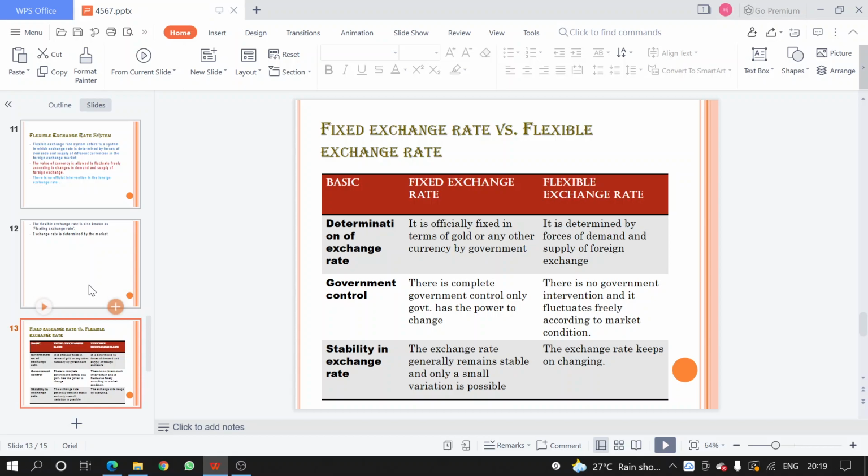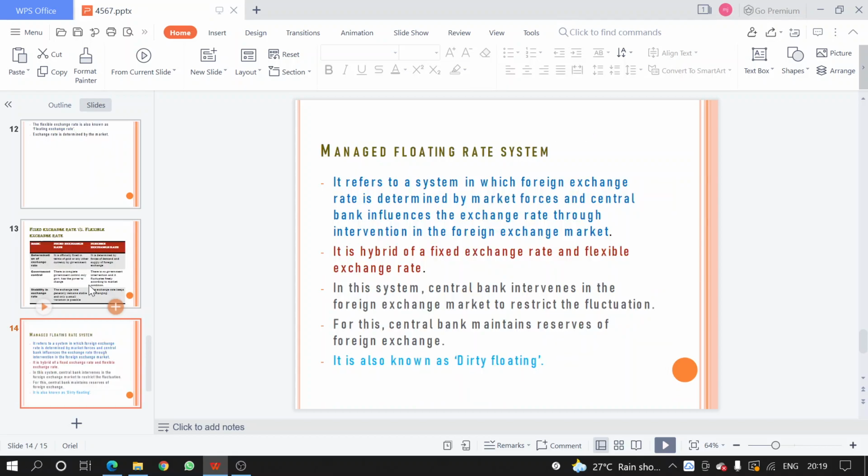The exchange rate keeps on changing. It depends upon the market situation where demand and supply work.